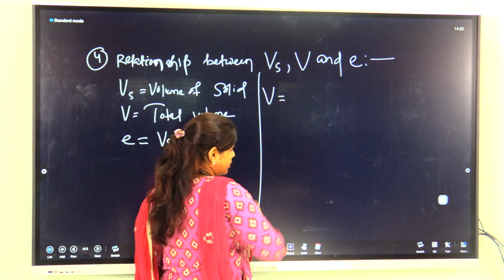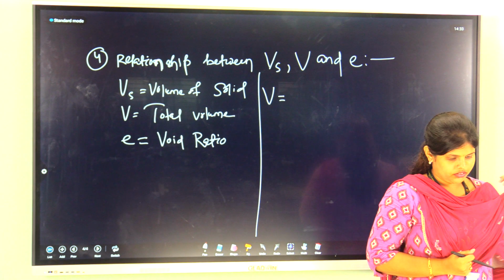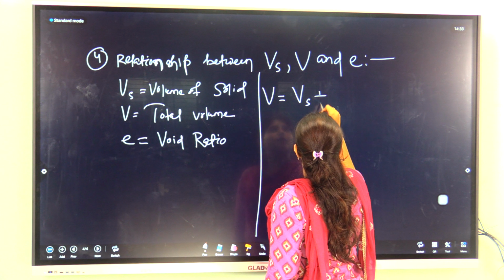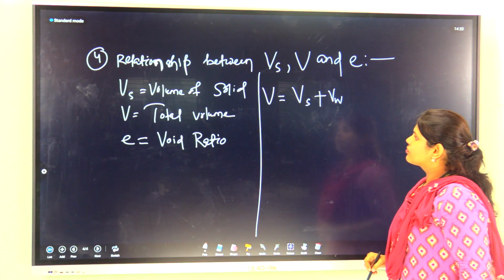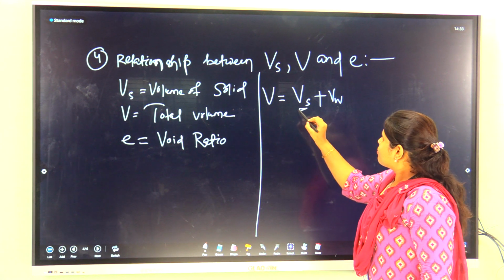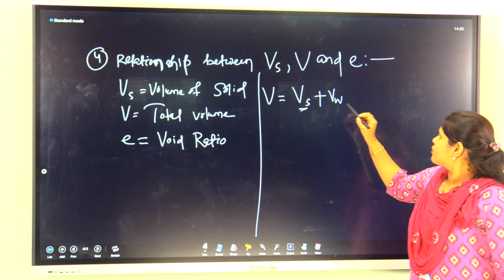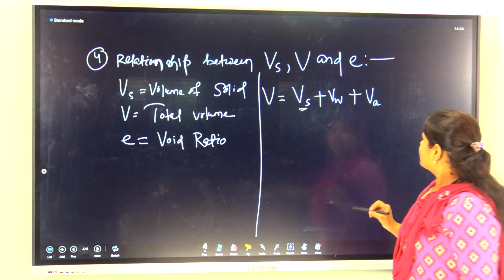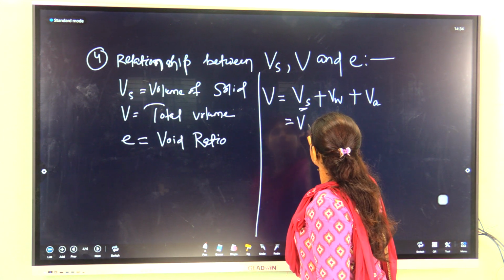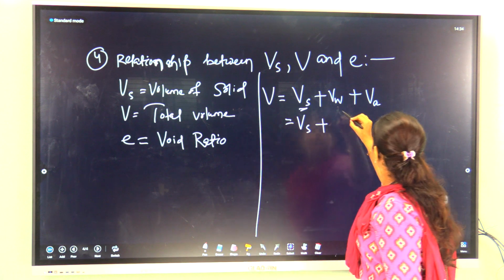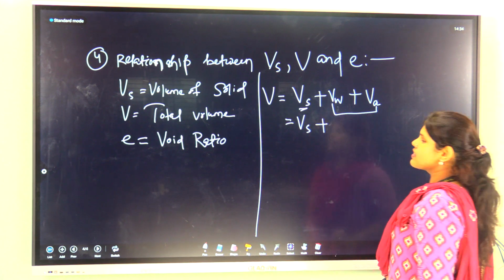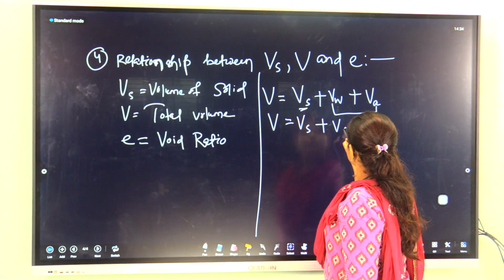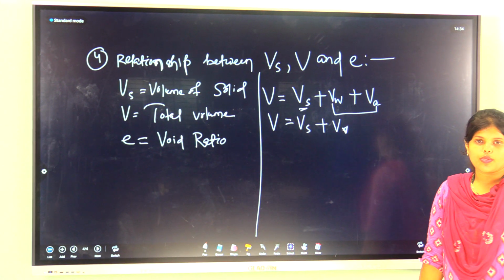We know that total volume is equal to what plus what? Vs plus Vw, volume of solid plus volume of water plus volume of air. So, we can also merge this and write it as V equals Vs plus Vv. Okay.